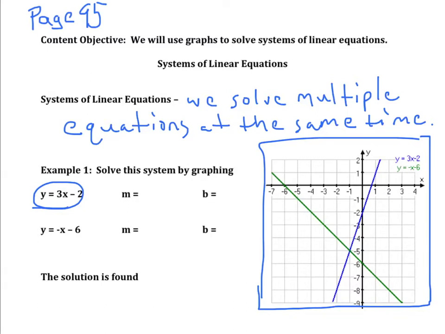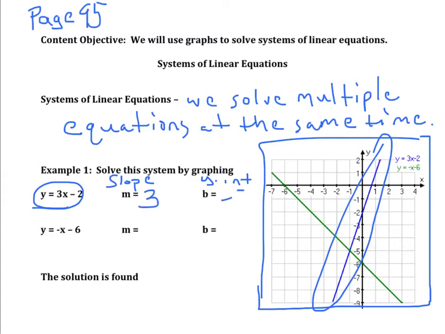So m is our slope. That's a horrible S. Let me erase that and start over. Our m is our slope. And the b is our y-intercept. So if we look at this first equation, y equals 3x minus 2, we see that that's our blue line over here, and our slope is 3, and our y-intercept is negative 2.